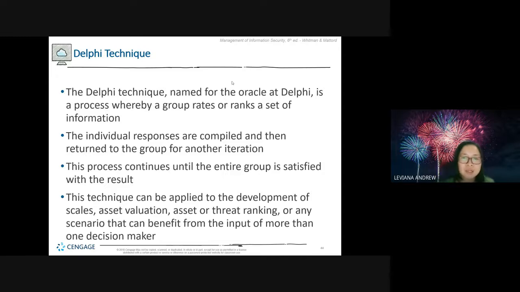Delphi Technique. It is a process whereby a group rates or ranks a set of information, which is the most important, which is the least important. The individual responses are compiled and then returned to the group for another iteration. Another member in the group will do the evaluation again. This process continues until the entire group is satisfied with the result.